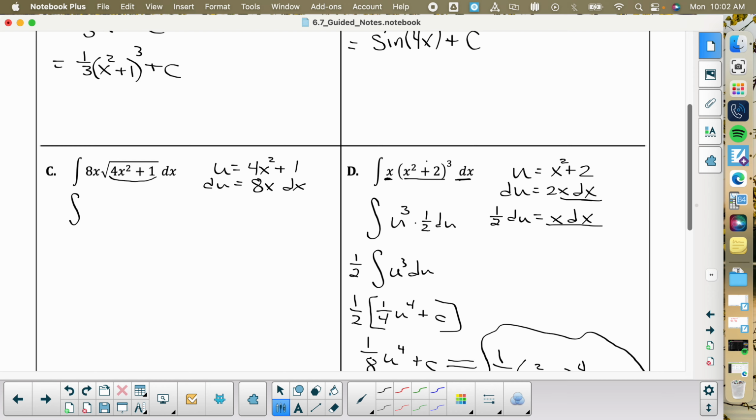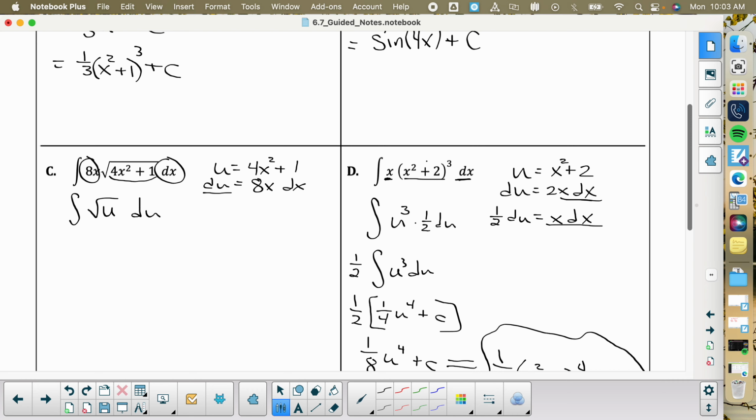Okay, so Finn, what I was mainly looking for was that the 4x squared plus 1 was inside the square root. So that's where we would put the u, inside the square root. So we would say square root of u. And then the du was those two things, and I would replace those two things with du on the outside.